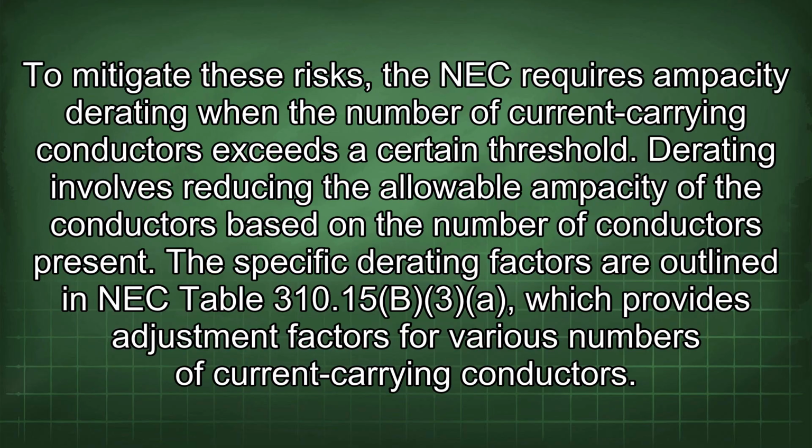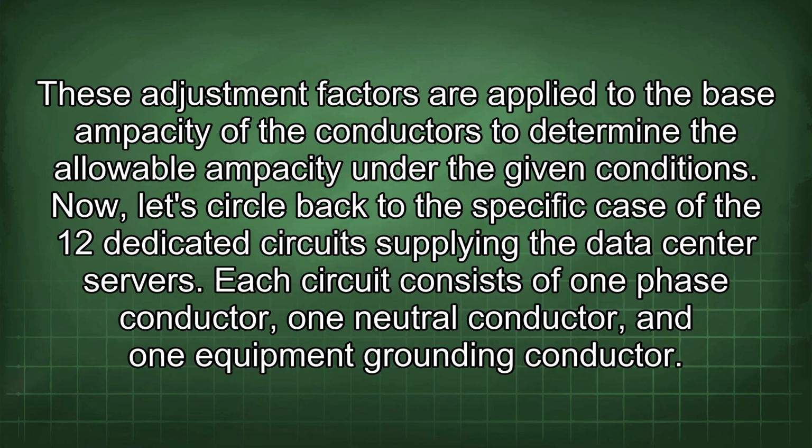To mitigate these risks, the NEC requires ampacity derating when the number of current-carrying conductors exceeds a certain threshold. Derating involves reducing the allowable ampacity of the conductors based on the number of conductors present. The specific derating factors are outlined in NEC Table 310.15(B)(3), which provides adjustment factors for various numbers of current-carrying conductors. These adjustment factors are applied to the base ampacity of the conductors to determine the allowable ampacity under the given conditions. Now let's circle back to the specific case of the 12 dedicated circuits supplying the data center servers.